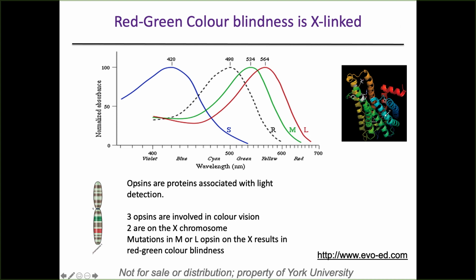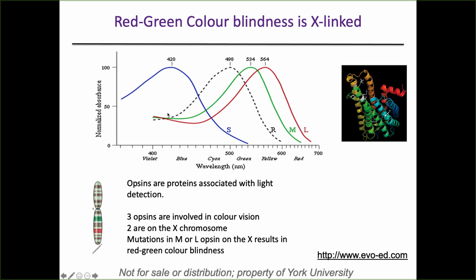You can see that it's got tons and tons of alpha helices. It's actually a transmembrane protein. And in the heart of that protein, there is a pigment called retinal. And it's the pigment that actually absorbs the light. Different opsins can absorb different wavelengths of light. The absorption spectrum is shown here for different opsin proteins.